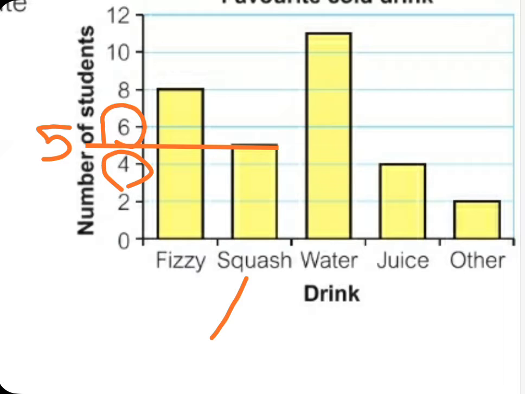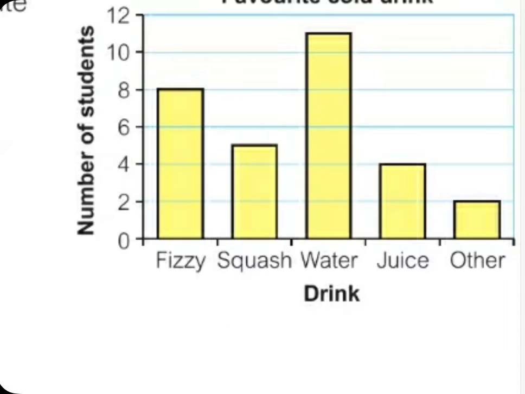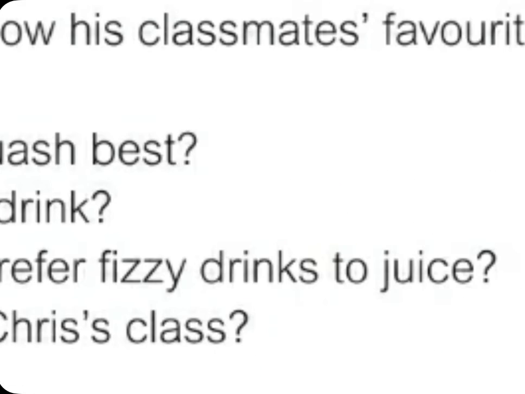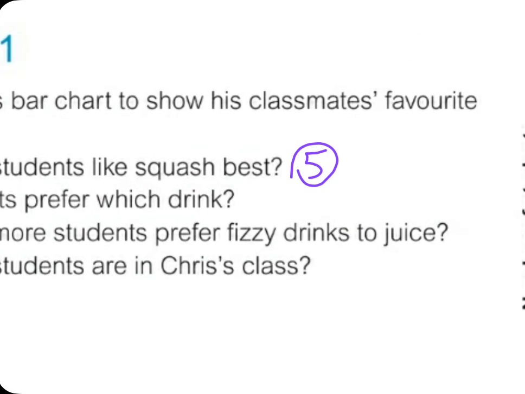Now we take this answer and write it in front of the question. So we have 5 students who like squash best. Let's write it in front of the question. Good job. Now let's take a look at question B.